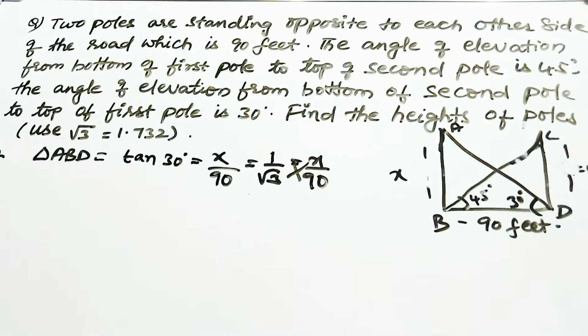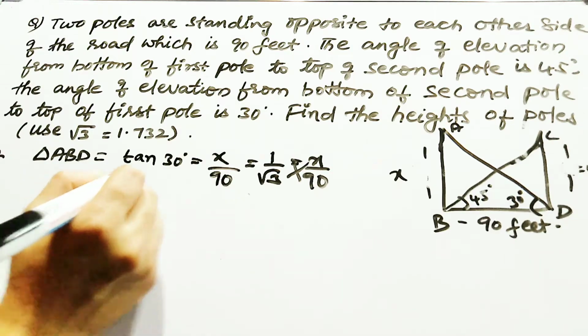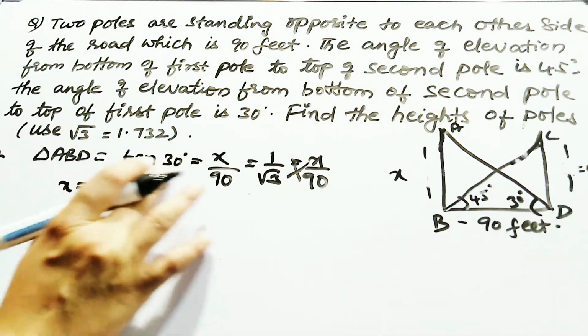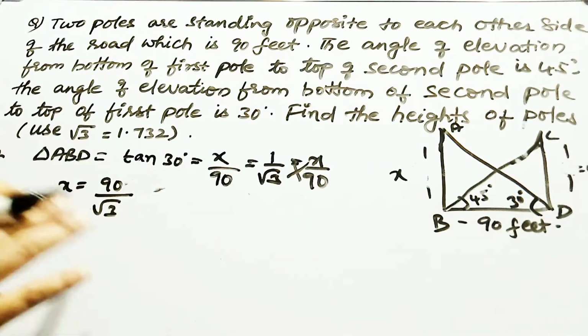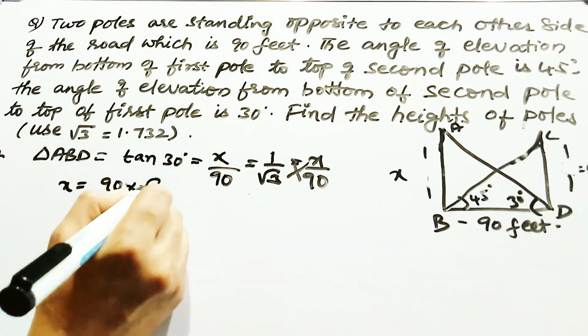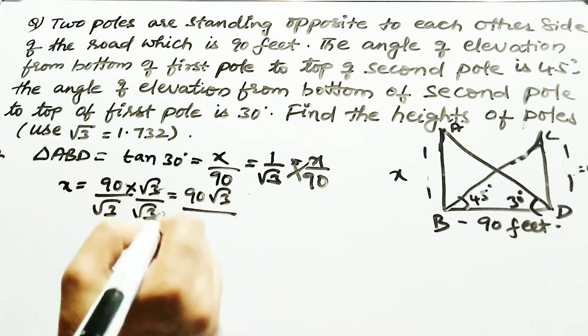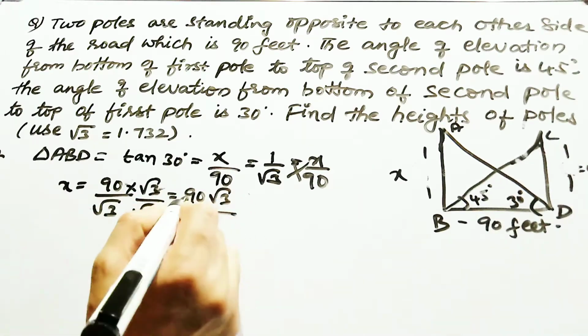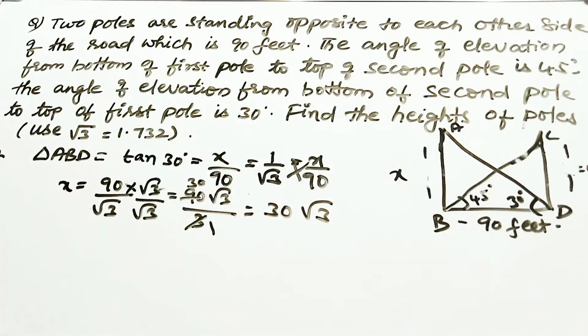Cross multiply it. What value will you get? x equal to 90 by root 3. In the denominator, if you are getting root 3, you have to rationalize by multiplying and dividing by root 3. What will you get? 90 root 3 by root 3 into root 3, you will get 3. 3 ones are 3, 3 threes are 9. So 30 root 3. In your problem, it does not say that the poles are of the same height. The first pole is 30 root 3.